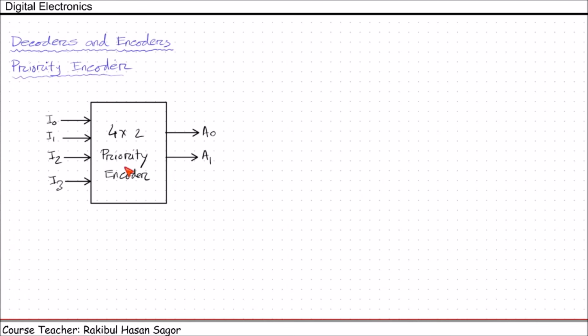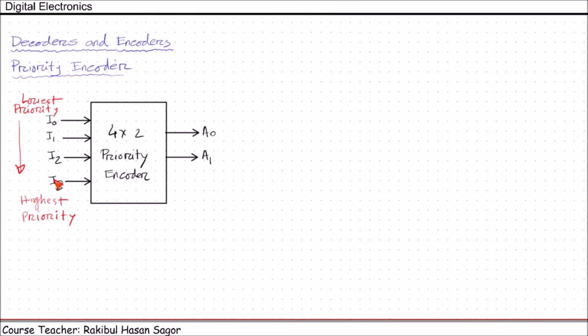Suppose we have a 4 into 2 priority encoder. On the input side we have 4 inputs, and on the output side we have 2 outputs. For 4 inputs we can have 4 combinations of outputs: 0 0, 0 1, 1 0, 1 1. Now we take this input as the lowest priority and I3 as having the highest priority, and the priority order moves in this way. That means I1 has higher priority than I0, I2 has higher priority than I0 and I1, and I3 has the highest priority.